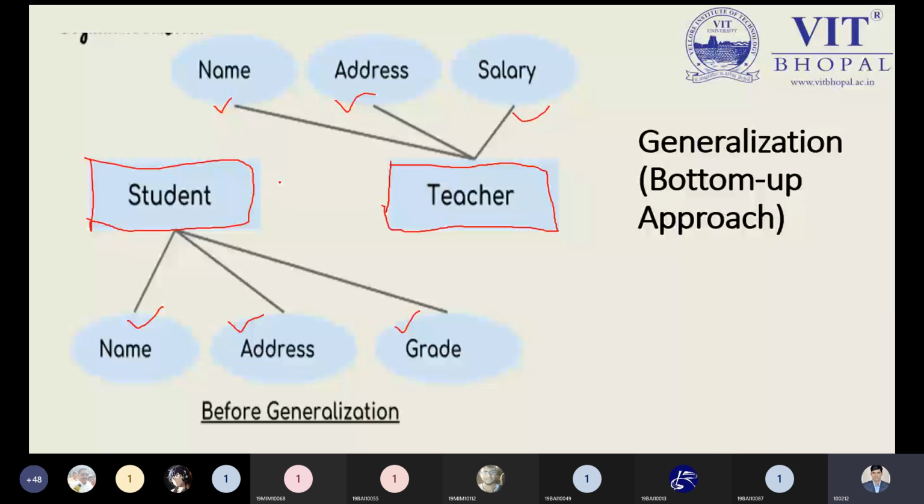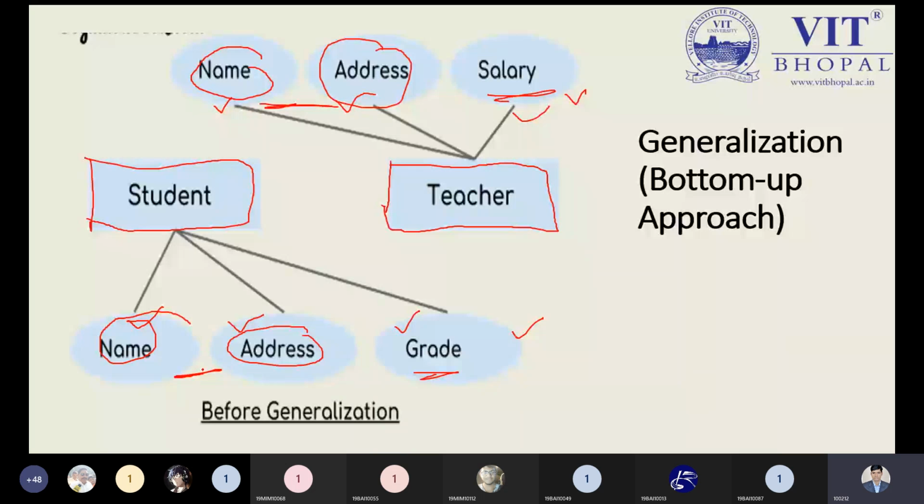Student will not get the salary and teacher will not get the grade. So we can differentiate these two entities by the different attributes. Now look at the common attribute and the different attributes. Now this example is clear to all. We have the two entities, student and teacher. So how do we transform the ER model of these two different entities into the generalization way?